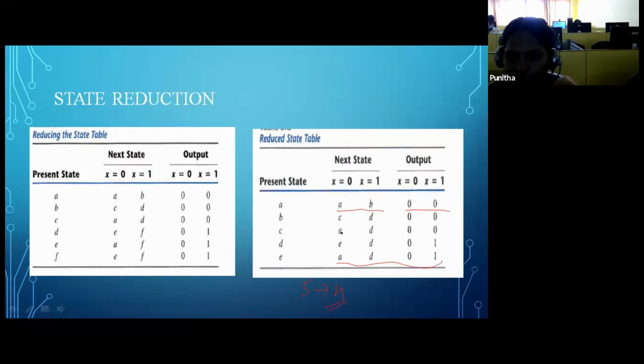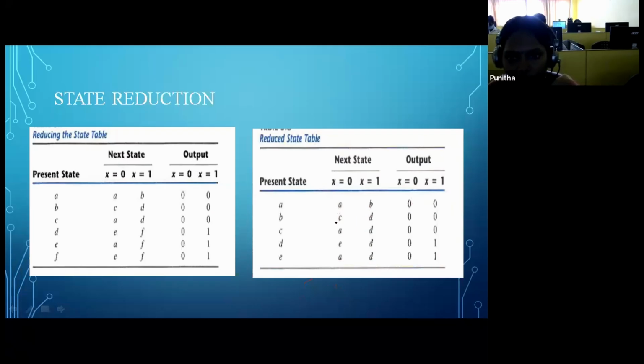Here AB is repeating, but here the output is 00, and here it is 01. So I should not consider this as a repetition, because the whole line should be the same as in another state representation. AB 00 means... sorry, this is AD, right? So definitely this will not be. I thought that this is AB, but this is AD, right? So the AB is not repeating. So I'm taking this as a non-repetition state.